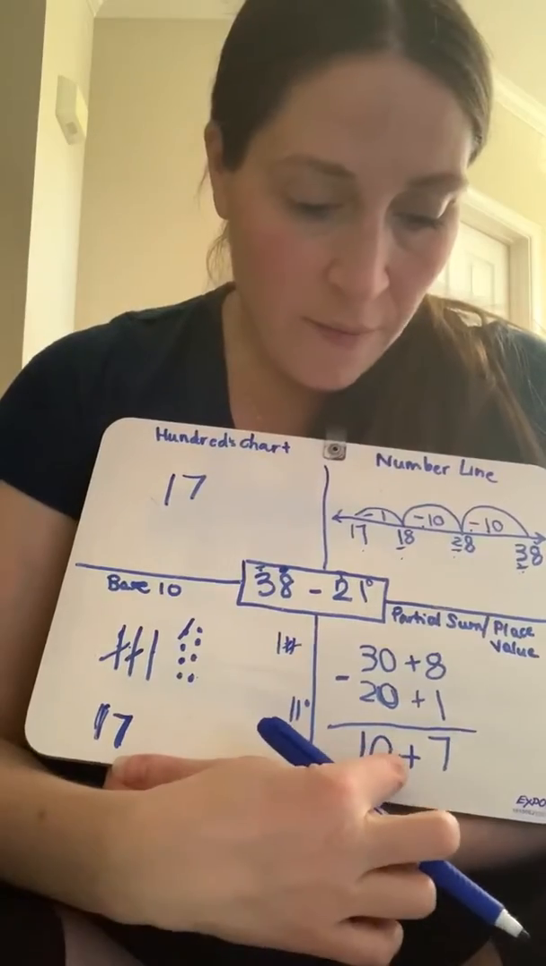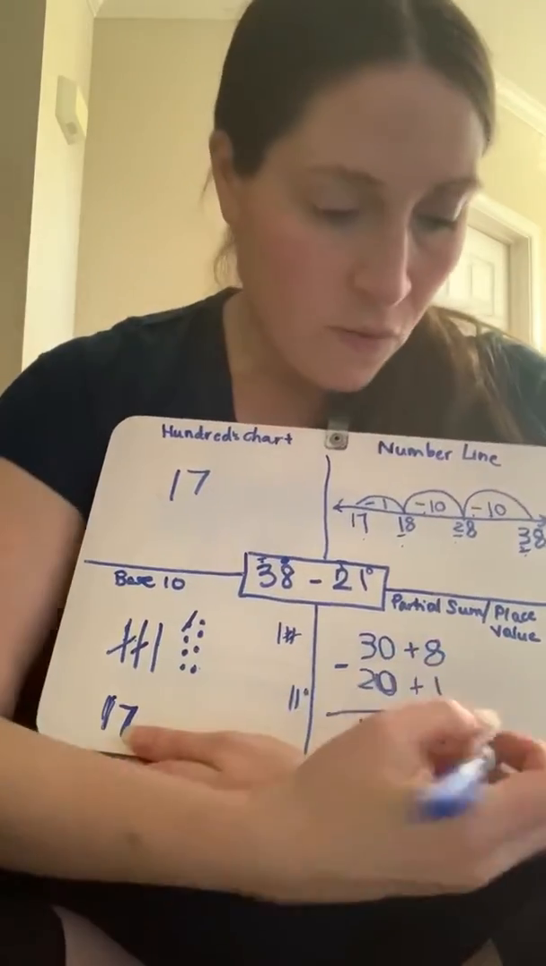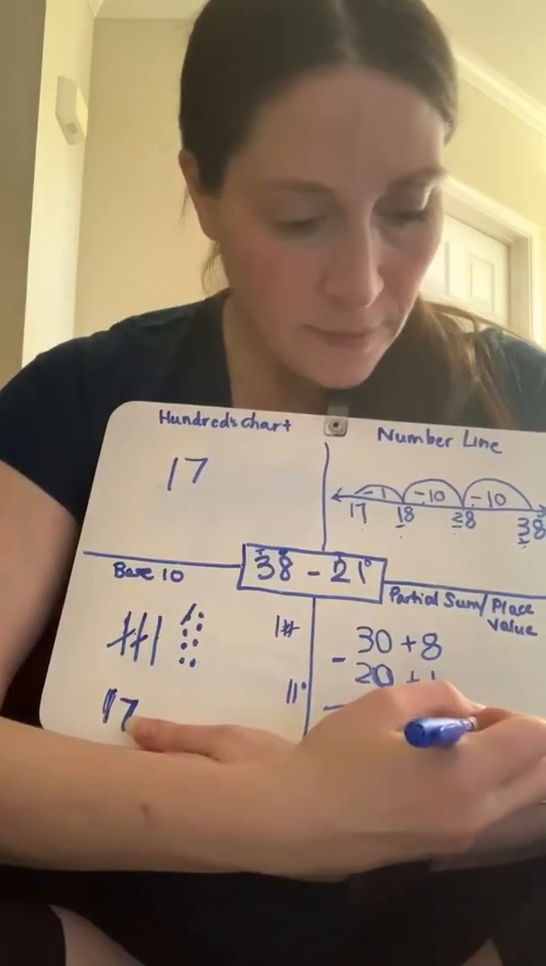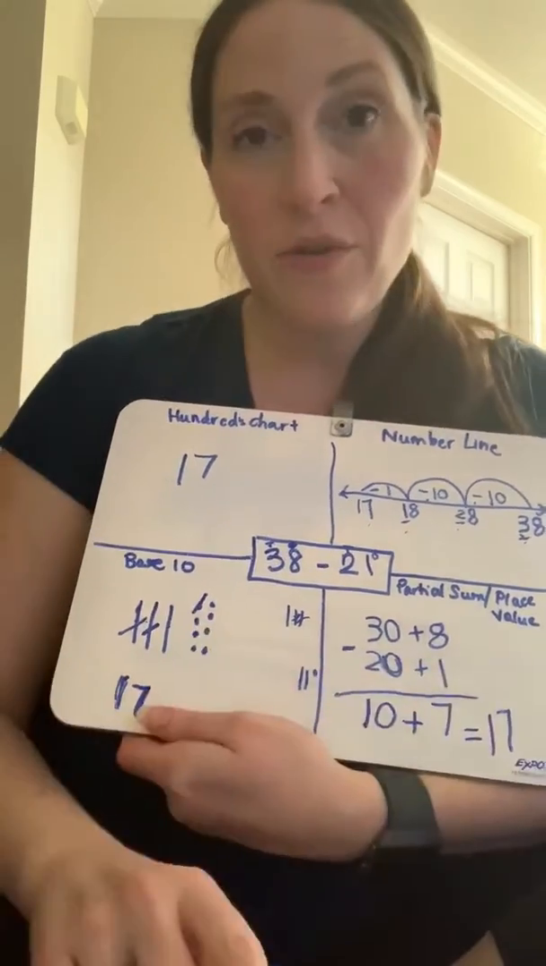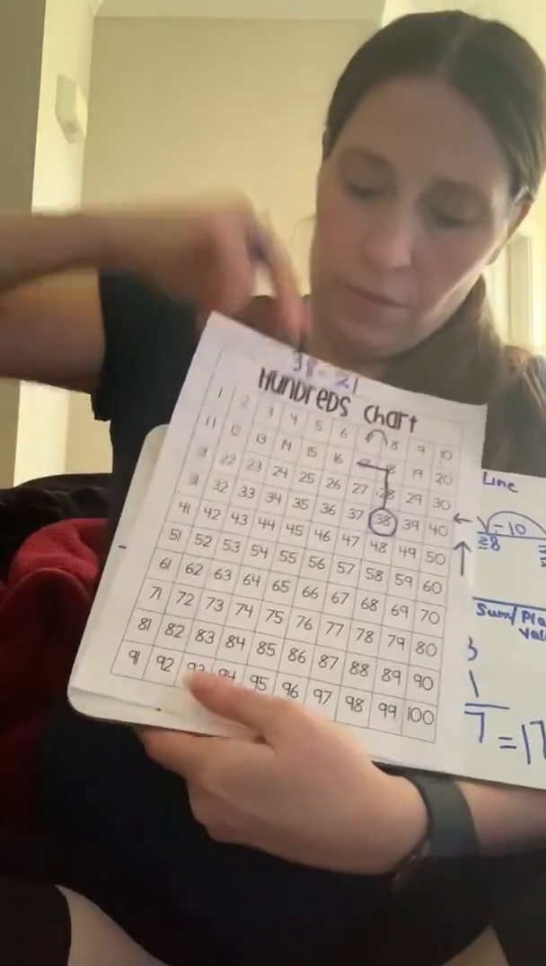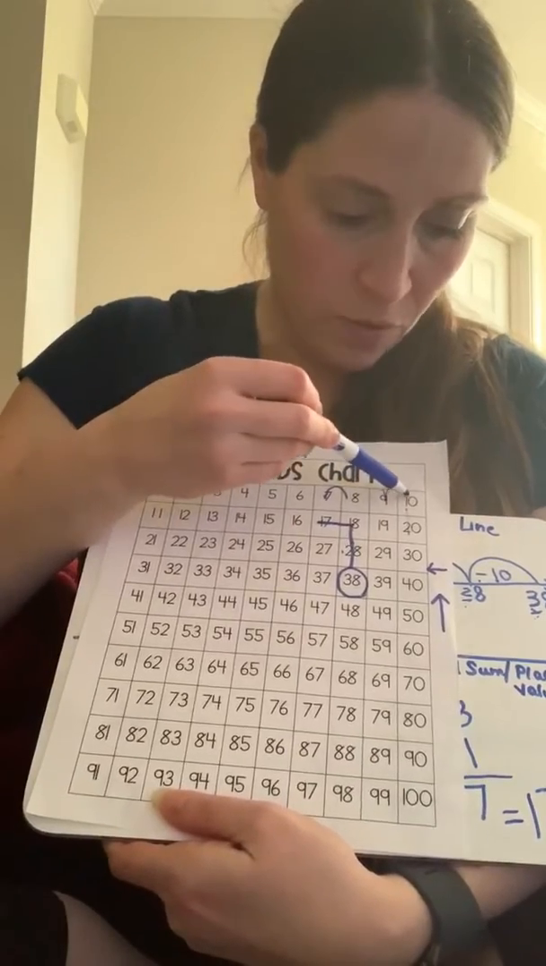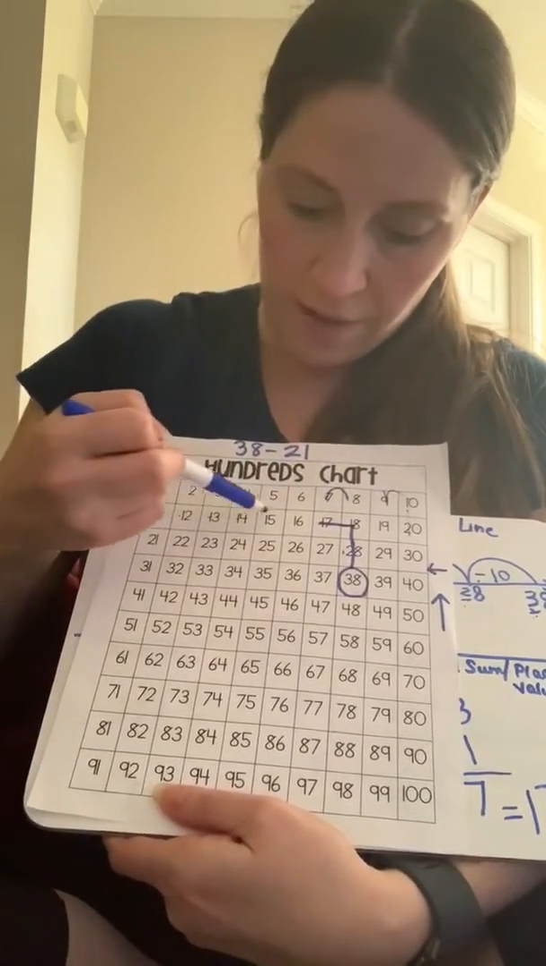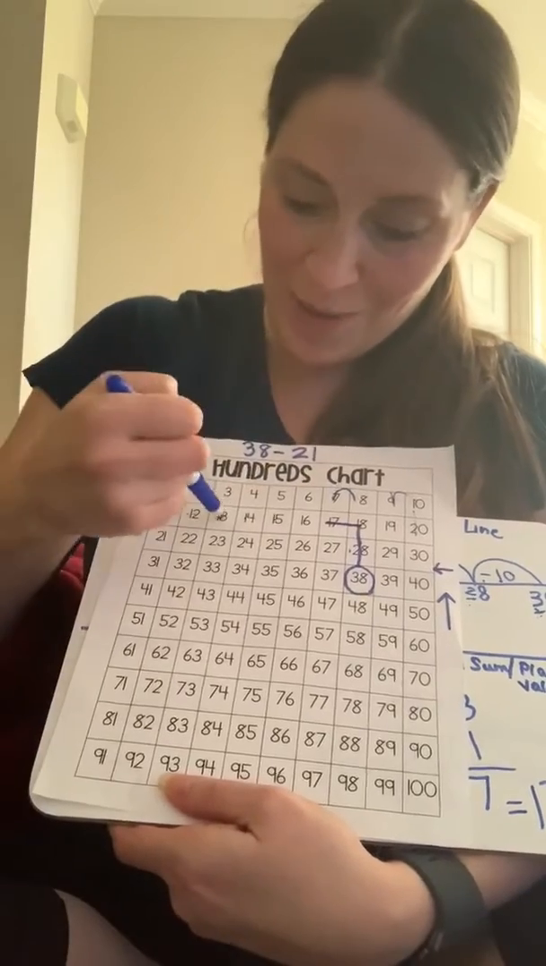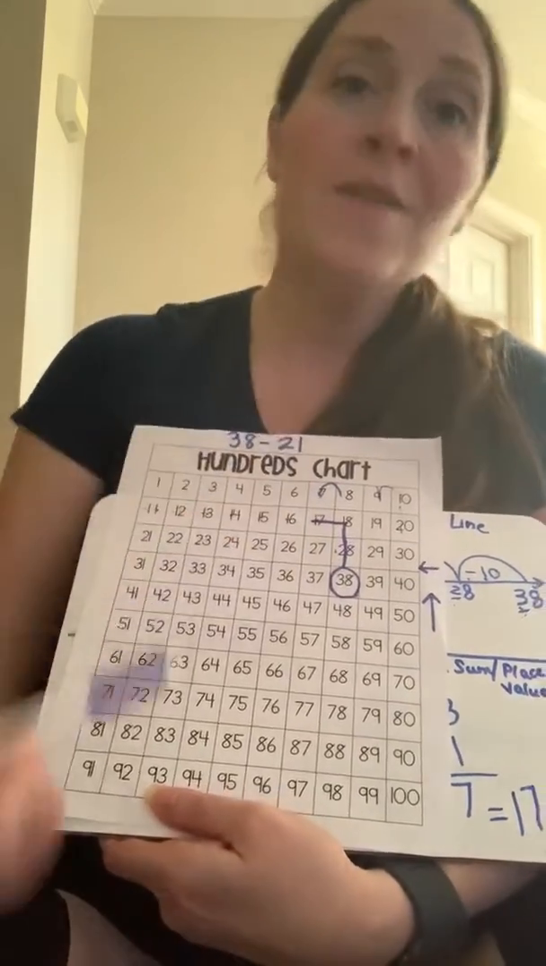And then if you have 10 plus 7, 10 and 7 more is 17. You can also do it on your hundreds chart, 10, and do 7 jumps. 1, 2, 3, 4, 5, 6, 7 to add them up.